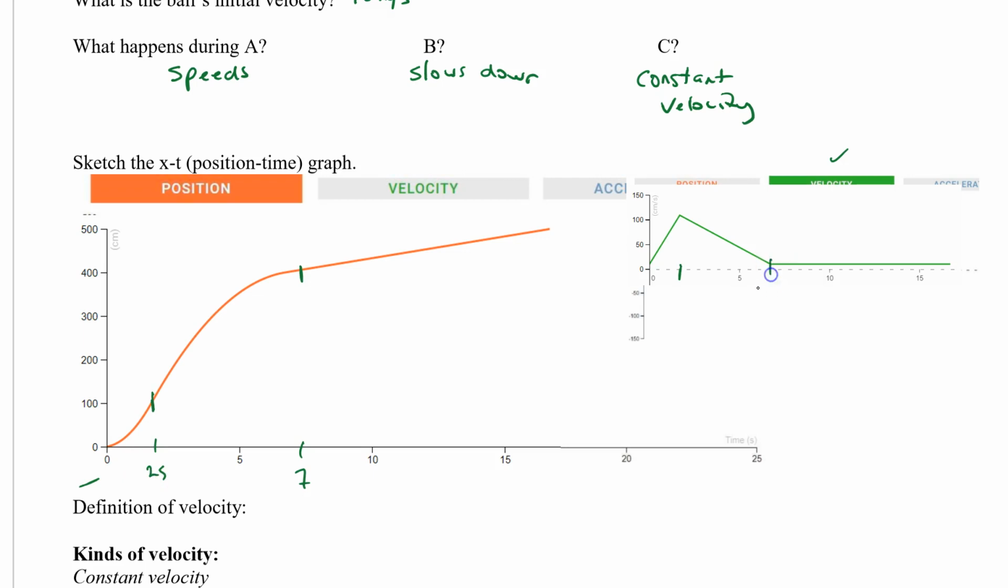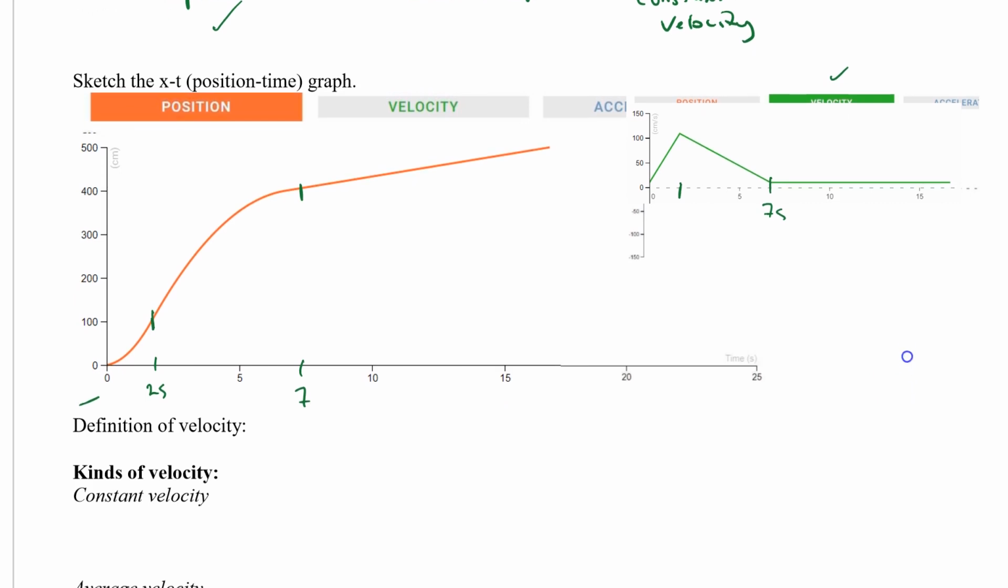And then, yeah, this is about our 7-second mark where it goes at a constant velocity. So here you can see the velocity increasing. That's our speeding up period. And then here it slows down, and then here it's going at a constant velocity. So you see the actual ball moving when you press roll, and you see the position time graph, and you see the velocity time graph.